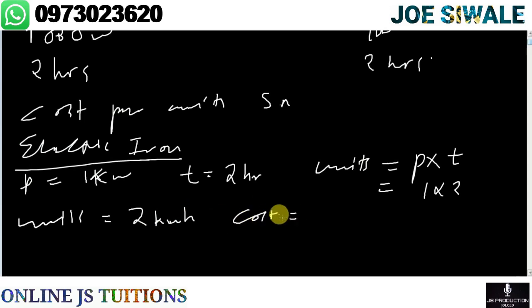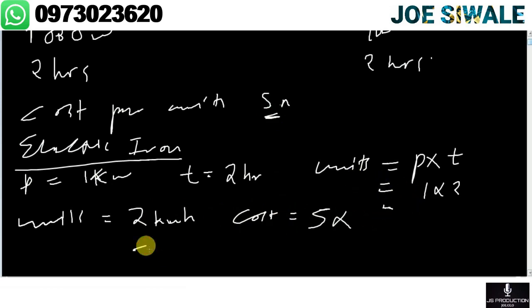Since we have calculated our units, we can say the cost of using the electric iron is equal to the cost per unit, which we have been given as 5 ngwe, multiplied by the units we calculated as 2 kilowatt hours. So 5 multiplied by 2, that's 10 ngwe. That would be the cost of using an electric iron.